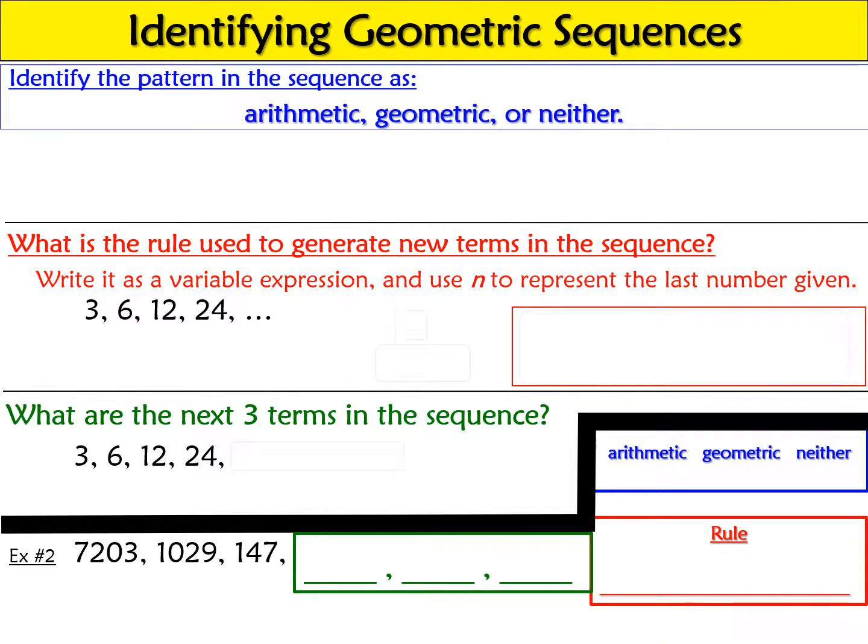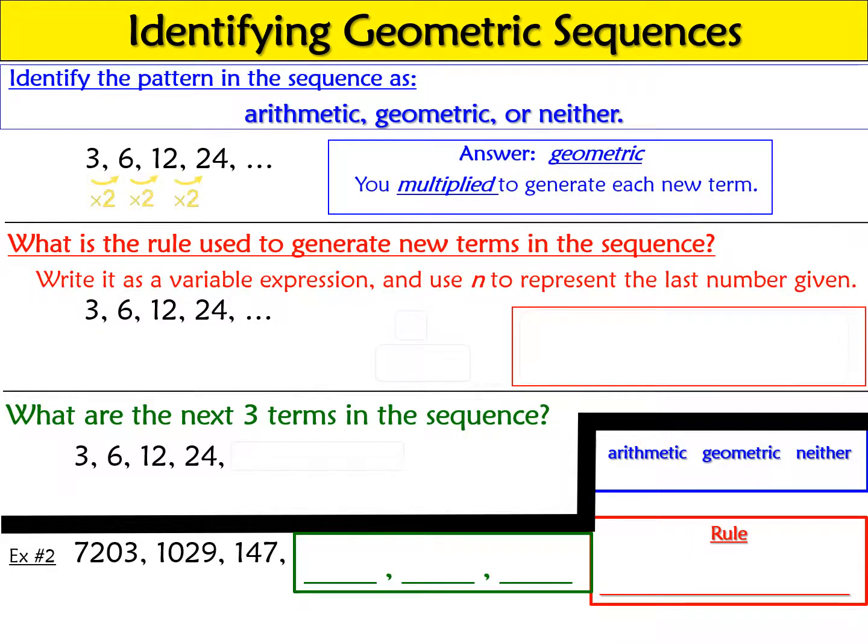So after inspecting the sequence of numbers for a bit, we realize that we're multiplying by 2 to move forward. And because we're multiplying by the same number to generate new terms in the sequence, we have a geometric sequence. So how would we express the rule used to generate new terms in this sequence? Well, we're always going to use n to represent the last term in the sequence, because that is constantly going to change. And what are we doing to that last term each time to generate new terms? We're multiplying it by 2.